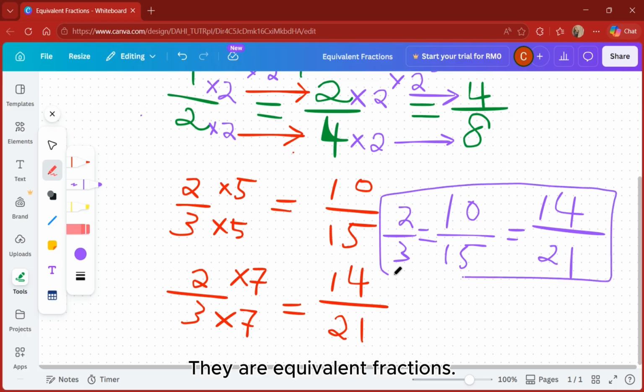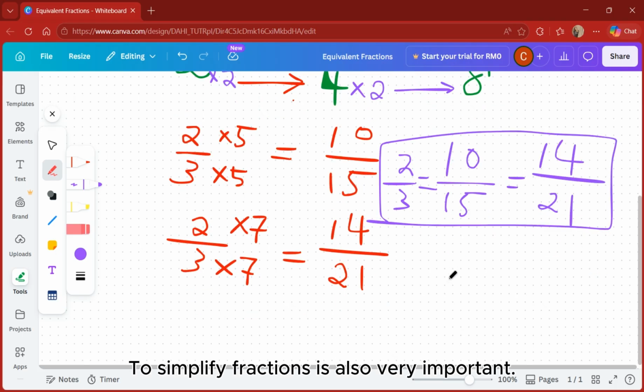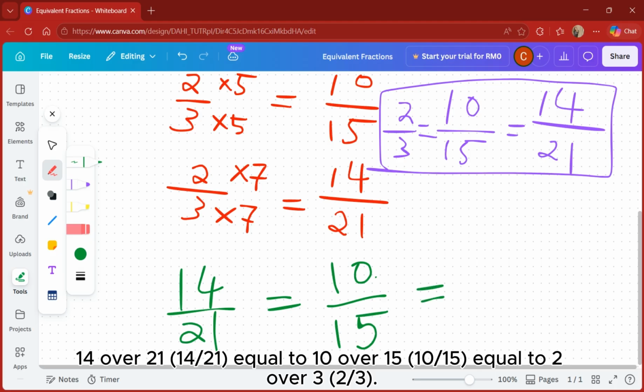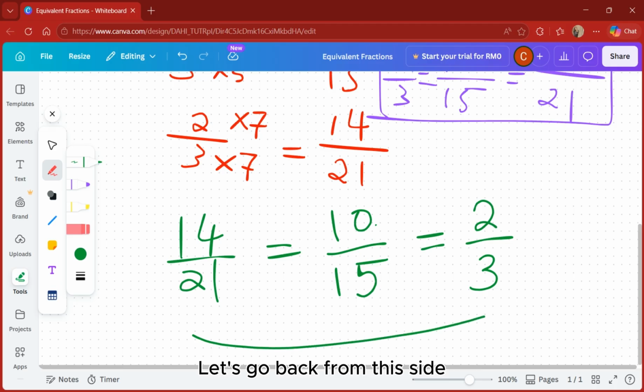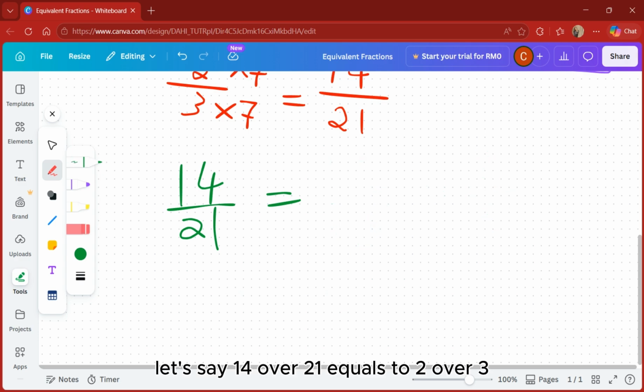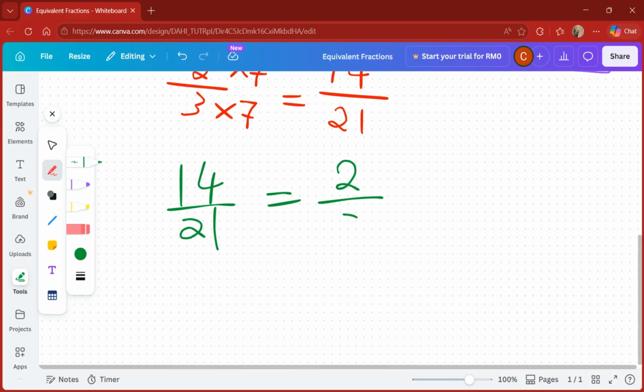They are equivalent fractions. To simplify fractions is also very important. 14 over 21 equals 10 over 15 equals 2 over 3. Let's go back from this side. Yes, we can use division. Let's say 14 over 21 equals 2 over 3. Now we use division.